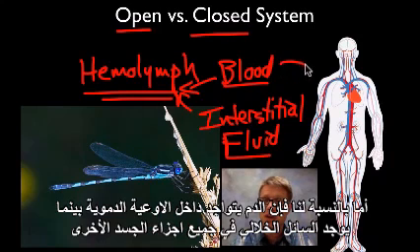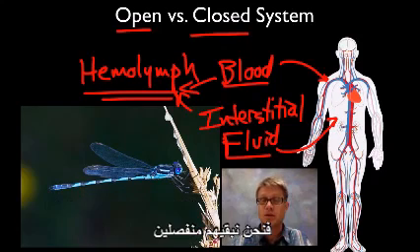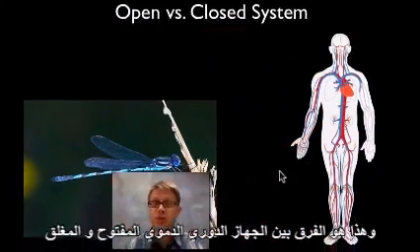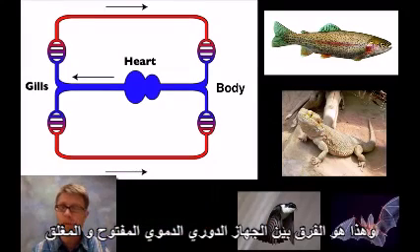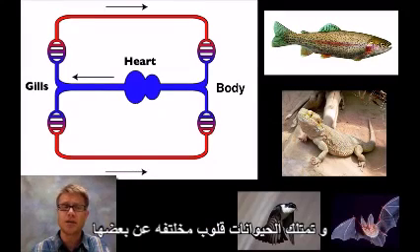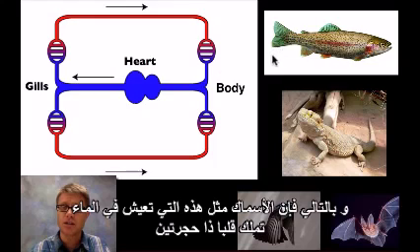But in us, we put our blood inside blood vessels, and then the interstitial fluid is going to be everywhere else inside our body. And so we keep those separate. So that's the difference between a closed and open circulatory system. In animals, we also have a variety of different hearts. And so a fish, something like this that lives in water, it simply has a two-chambered heart.